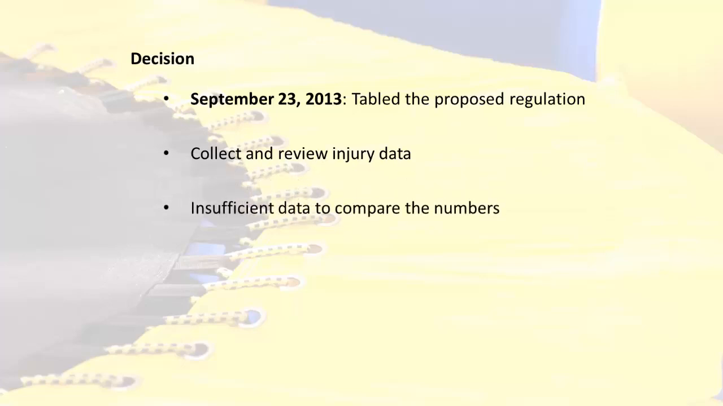At the end of the public meeting, the Utah County Board of Health tabled the proposed regulation and moved to collect and review injury data from 3 trampoline gyms in the county and the hospital. The board asked the 3 trampoline parks to voluntarily provide data about the last 6 months of injuries. That information would then be compared to the hospital data. Ultimately, the Utah County Health Department reported that there was not enough data available to compare the numbers being reported by the hospital and the gyms.